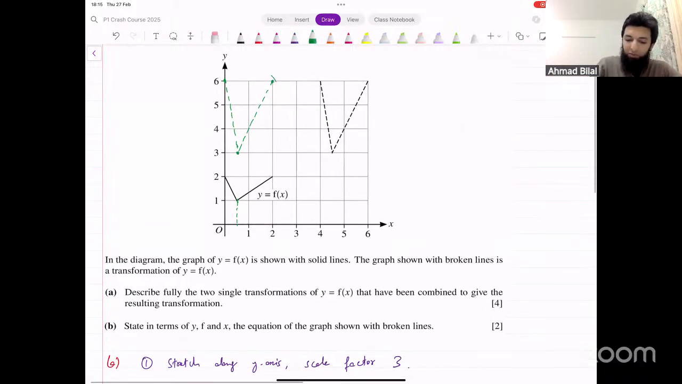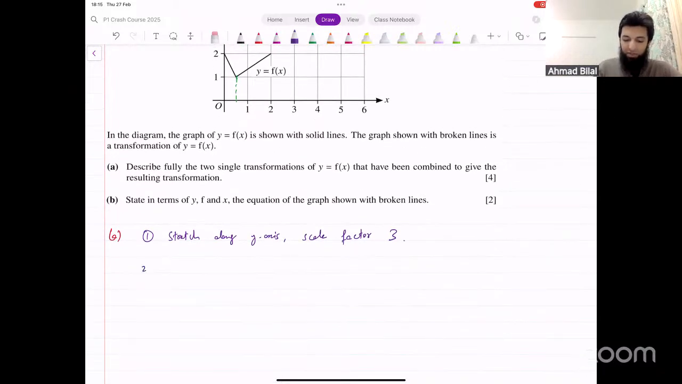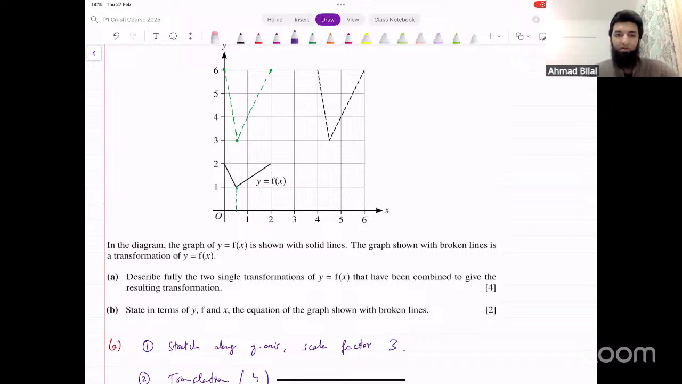And now, how do we go from this green diagram to this black diagram? We just have to go 4 units right. We don't have to go up or down by any units. So the translation vector in this case, the second transformation that we have here, is just going to be the translation vector 4, 0, because we're just going 4 units right. We're not moving up or down anymore because the stretch has already taken care of the vertical movement.